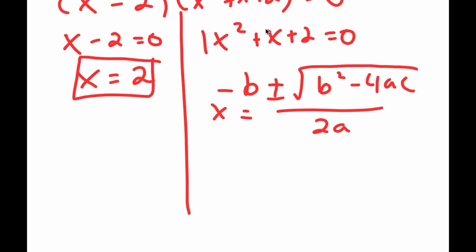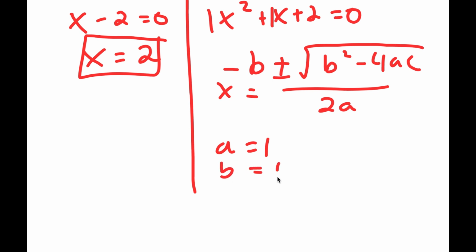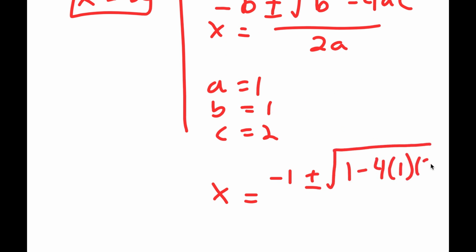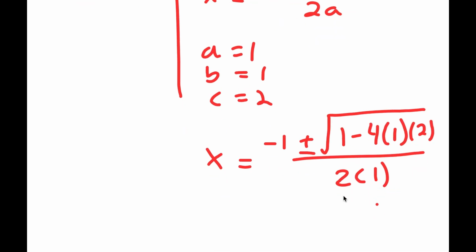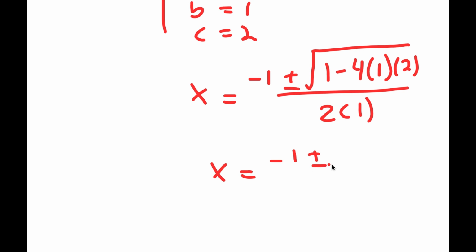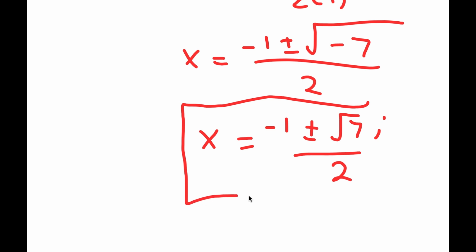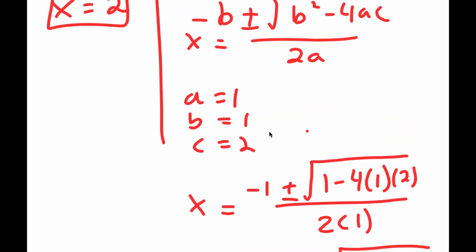So in this case, a is 1, b is 1, and c is 2. So I get x is equal to negative 1 plus or minus the square root of 1 squared, which is 1, minus 4 times 1 times 2 all over 2a. And now this is equal to negative 1 plus or minus the square root of 1 minus 8, which is negative 7. Now I have this over 2. And this is equal to negative 1 plus or minus the square root of 7i over 2. So these are my three solutions.